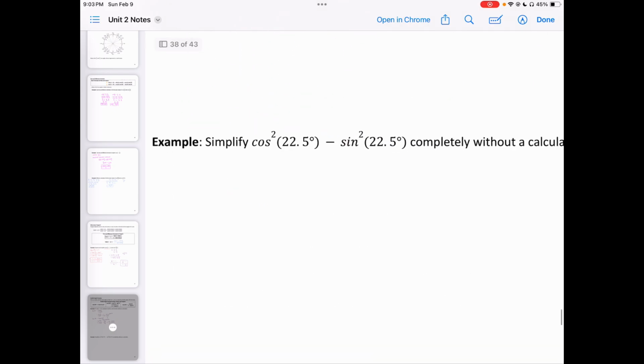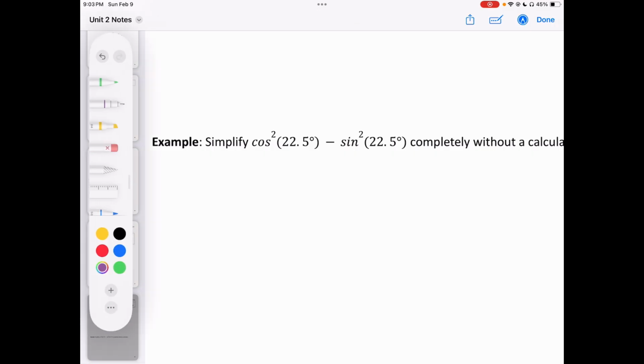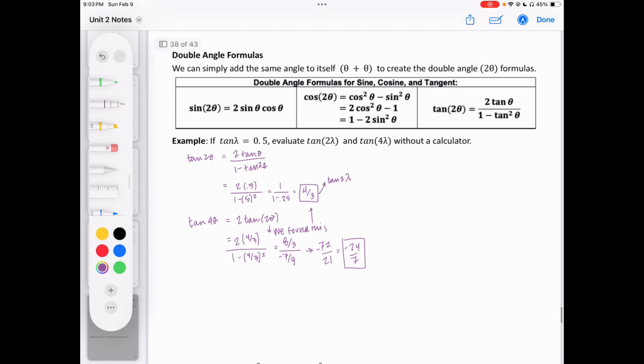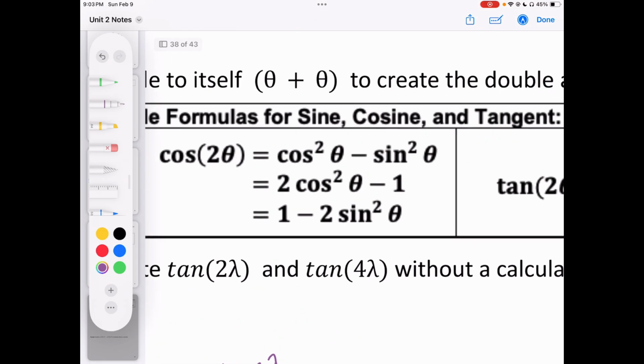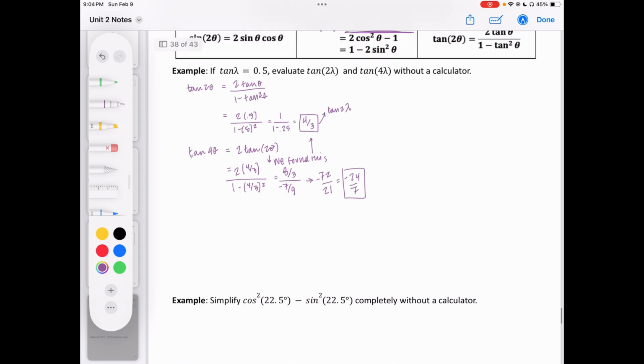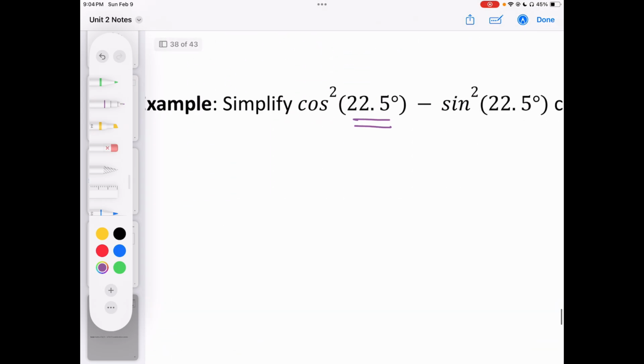Let's take a look at this next one. Again, without a calculator, simplify cosine squared of 22.5 minus sine squared of 22.5. What you'll notice is if you look back to your double angle formulas, you have a double angle formula that is cosine squared minus sine squared. The good news is we also have theta as 22.5. So what you should immediately see is, okay, this whole expression is equal to cosine 2 theta.